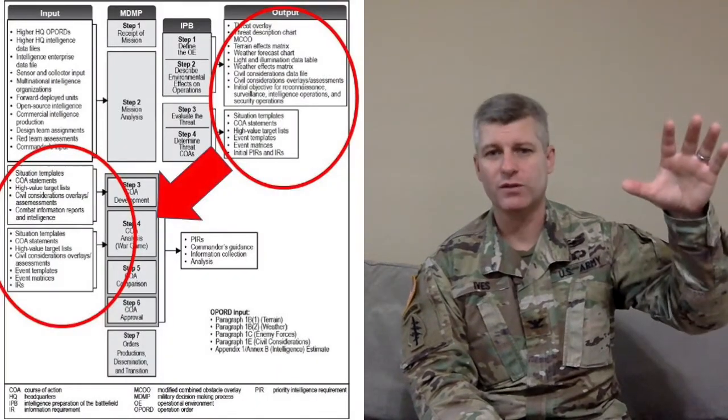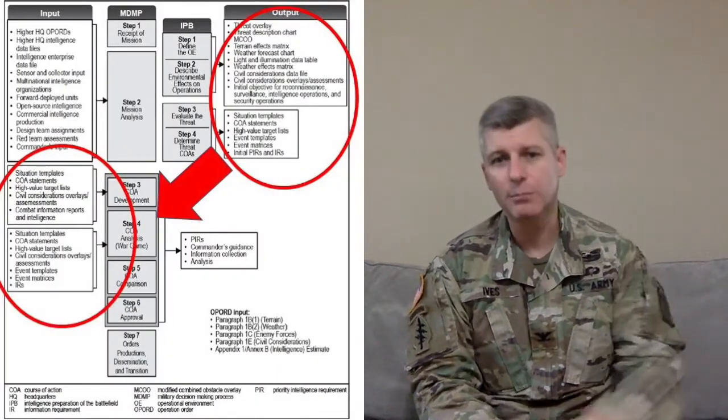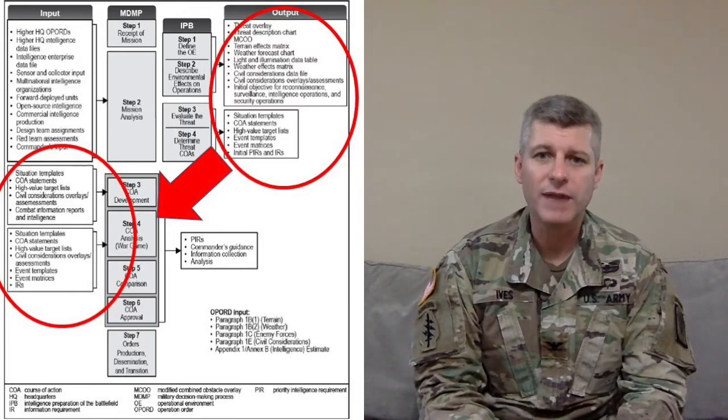Because remember, if you go back and look at what the outputs of IPB are, right back into the inputs of IPB, you find that this is one of those things that goes right into course of action development, and then course of action approval, course of action analysis, like all of that stuff that they're looking at, the sit temp and the event matrix. So this step of IPB is where it all really starts to come together. To me, that is fun because it's showing the enemy in time and space.